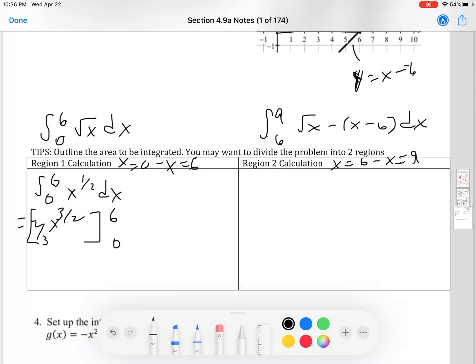And we may want to get a good calculator out for the 6 to the 3/2 times 2/3. And I'm fine if you put it in decimal. So it would be about 9.79 for that integral.